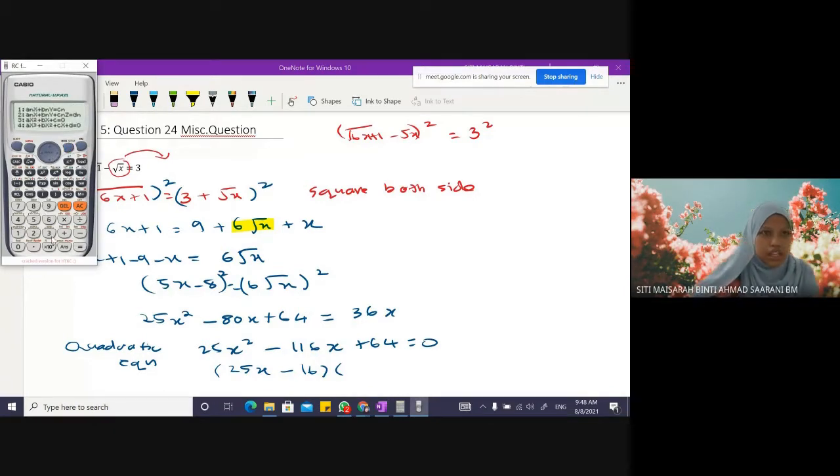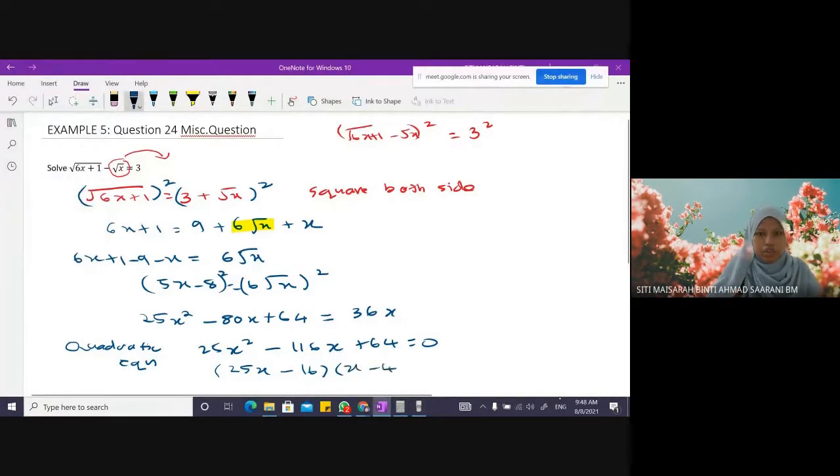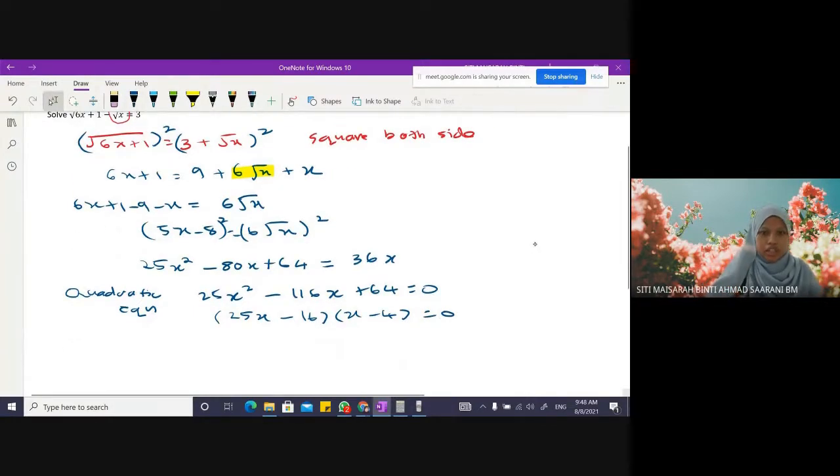Okay, kita boleh tekan calculator untuk factorize. The first one is 25, negative 116, 64. So x equals to 4, x equals to 16 over 25. So 25x minus 16, x minus 4 equals to 0. So this one, x equals to 16 over 25 or x equals to 4.